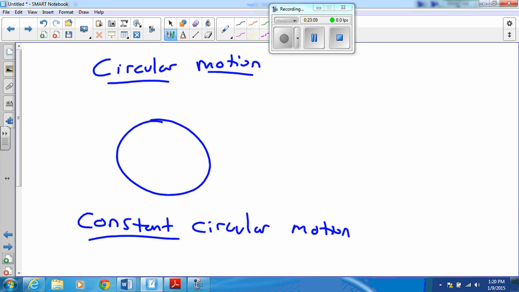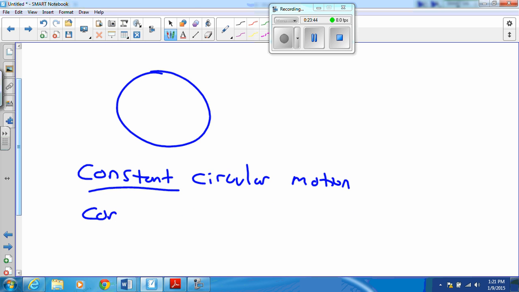What does the word constant mean in this case? It had a specific meaning. What was constant about it? Well, the circle is constant. The shape is constant, yes. But there's something else that makes it constant. The radius? The diameter?